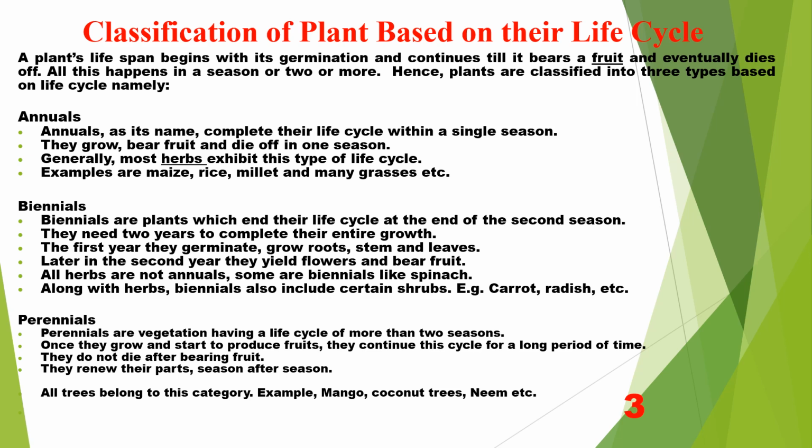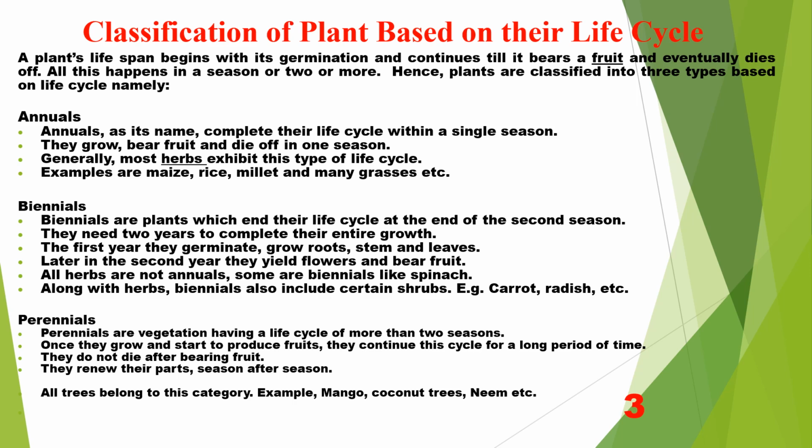So later in the second year, they yield flowers and bear fruits. This flowering stage is the point when the plant is mature and is ready for reproduction. The flower will lead to the formation of fruits and seed.